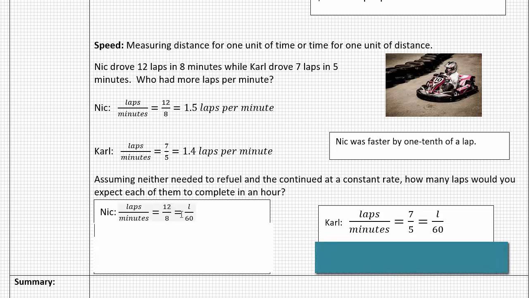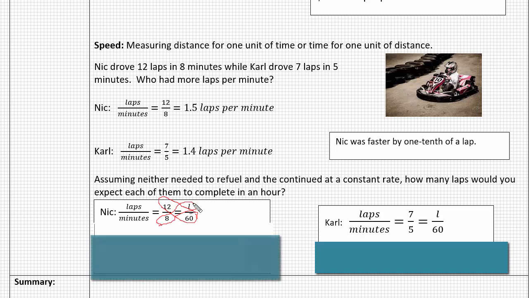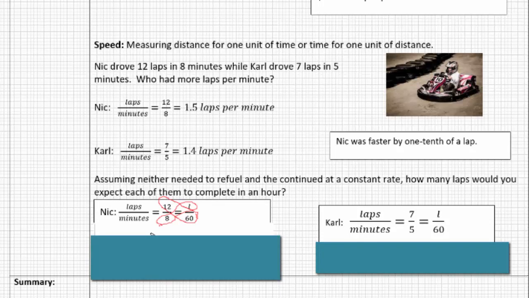For Nick, it may not have been as easy, so another method to use is to cross multiply. So multiplying 12 times 60 and setting that equal to 8 times the number of laps. I think some people refer to this as the butterfly method.